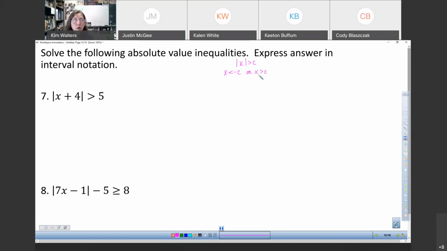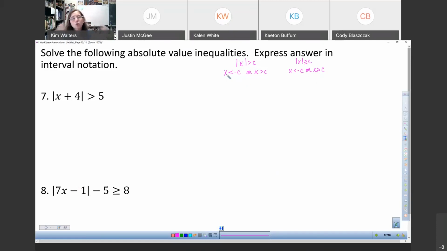So notice I rewrote this as two separate inequalities. I can do the same thing if it's a greater than or equal to a positive number. I would have x is less than or equal to this opposite, or I would have x is greater than, oops, that should be equal to here, greater than or equal to my positive constant. Here's what I need you to pay attention to. When I changed this sign, I changed this sign. It's kind of like I multiplied or divided by a negative. Think of it like that, okay?